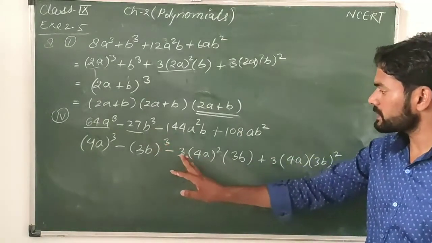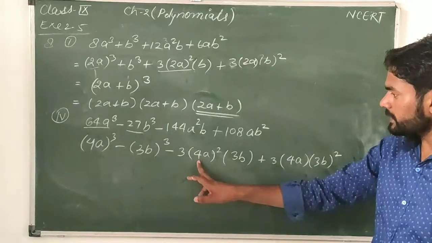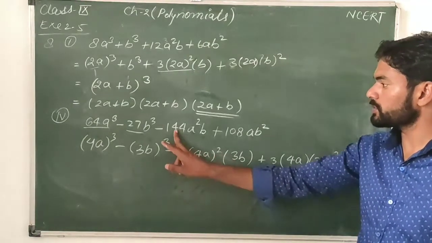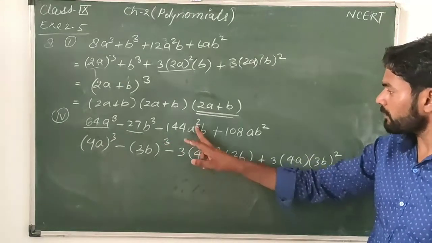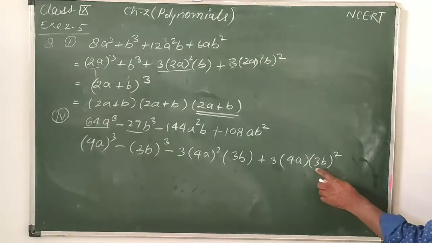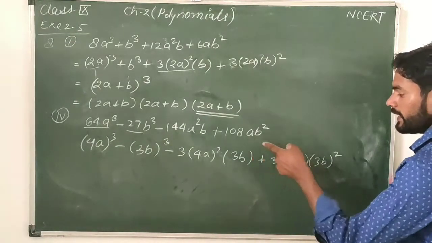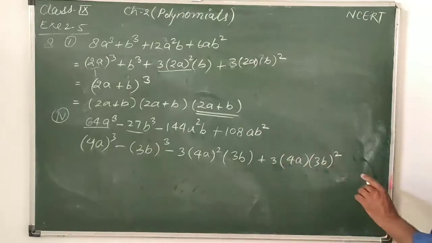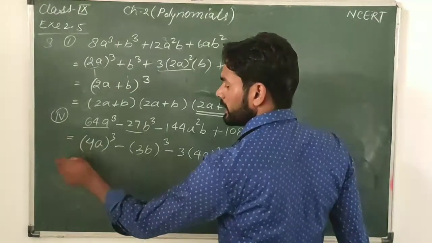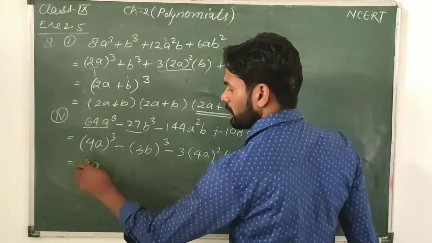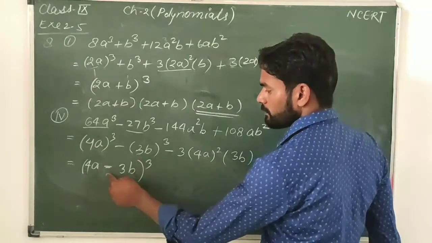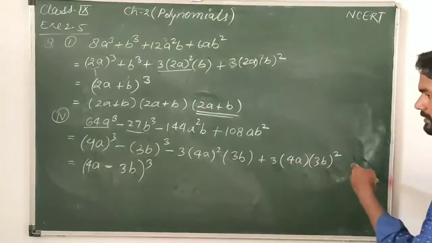माइनस, next 4 4 जा 16, 16 3 3 जा 9, 9 and 16 is equals to 144. Correct. A square from here and b from here. So this step is correct. Next 9 4 जा 36, 3 जा 108, a from here and b square from here. So this is also correct. And finally we can say that this is an identity for 4a minus 3b whole cube, x minus y whole cube is this.